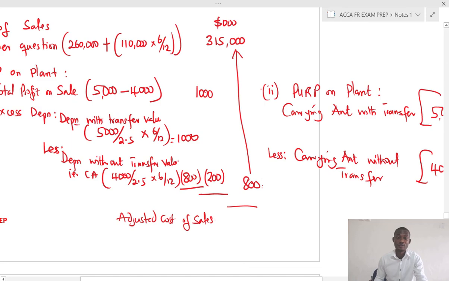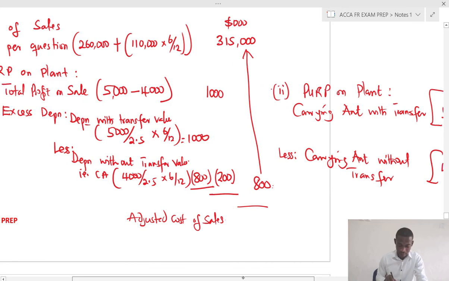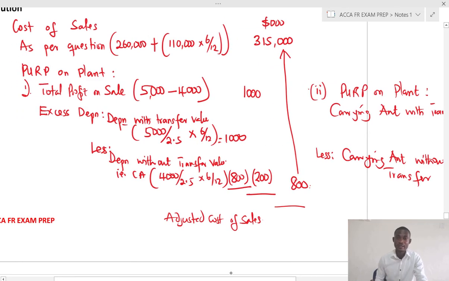So this is how we account for the unrealized profit on an asset transferred in the post-acquisition period. Remember to time apportion it if it is less than 12 months.